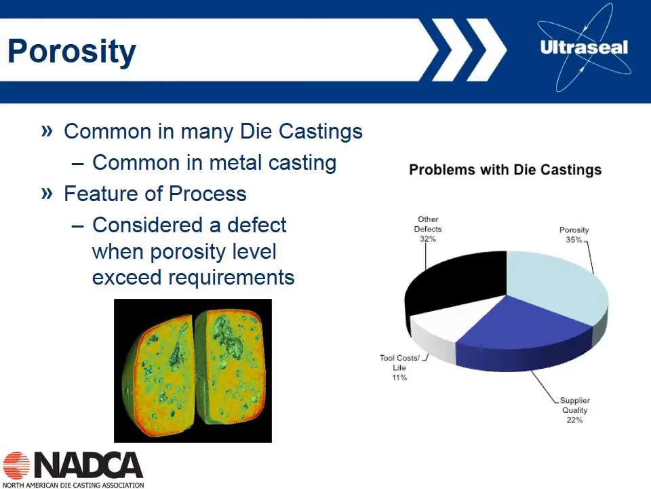We'll talk a little bit about that later on in this presentation today. But if we call porosity a defect, then that suggests somehow that the die cast is messed up, and that's really not true. Porosity is a feature of our process. It's only really considered a defect when it exceeds requirements, whether we get it in the wrong location, in the wrong size, or in some way it causes the part to not perform as required or expected. Only then is it considered a defect.